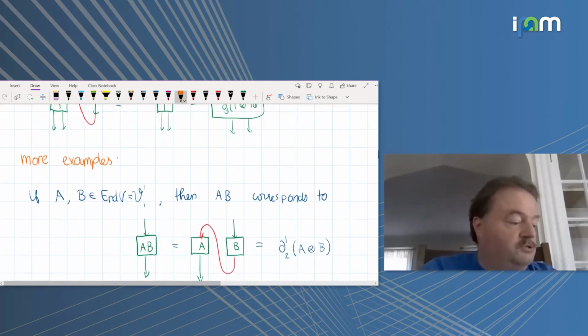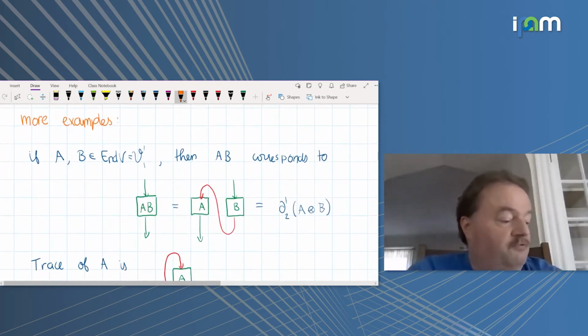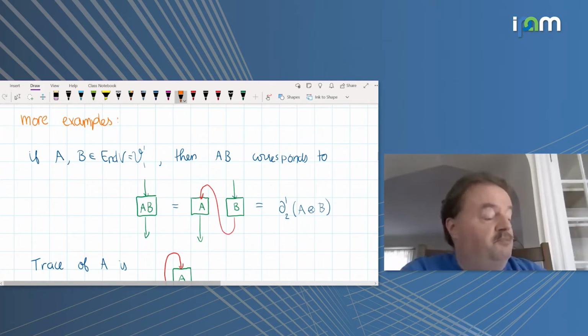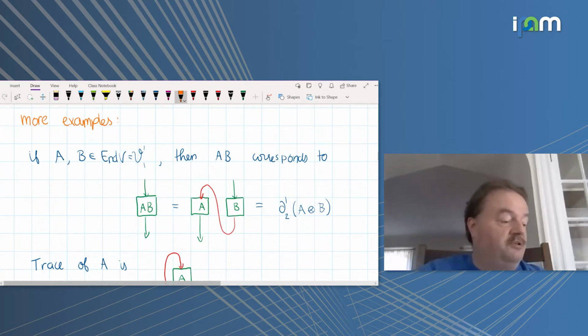So here are some more examples. If you have two endomorphisms, which are tensors, right, which have one input and one output, then I can connect one output with the input of the other. And basically, what that means is that's exactly the algebra structure of End(V). So then you get the product.